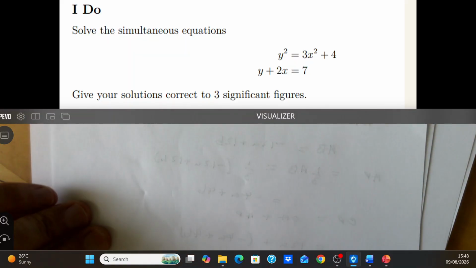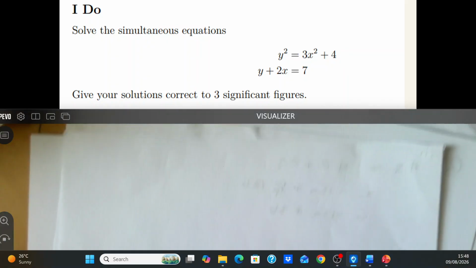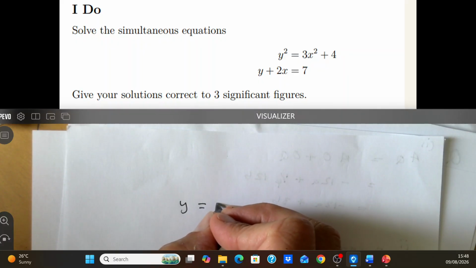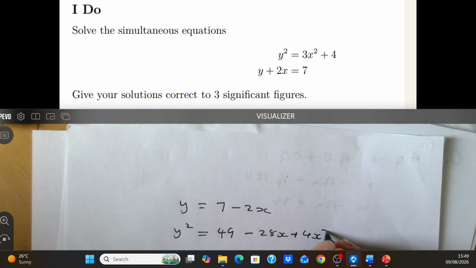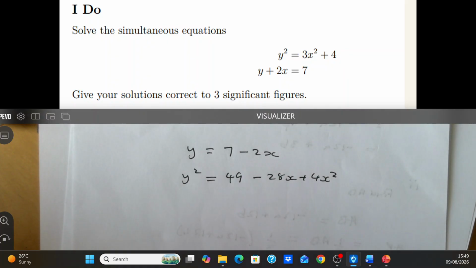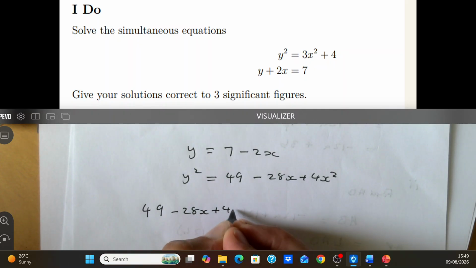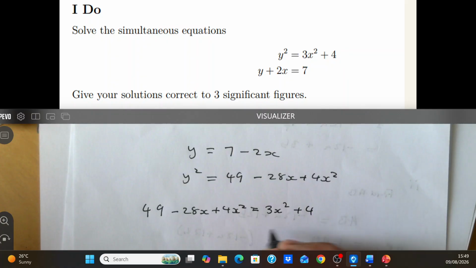That already tells me I'm most probably going to need the quadratic formula. So I'm going to need to write out what y squared is. If y is 7 minus 2x, so y squared is going to be 49 minus 28x plus 4x squared. So, using the first equation, making this equal to 0.